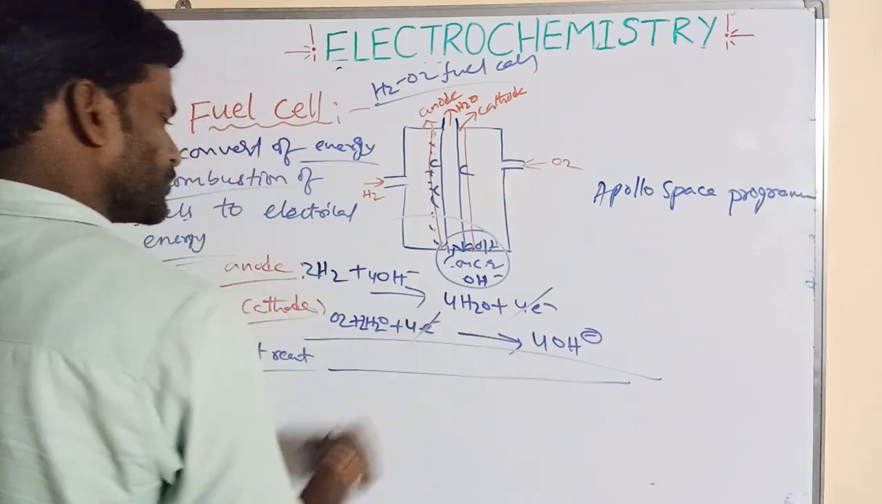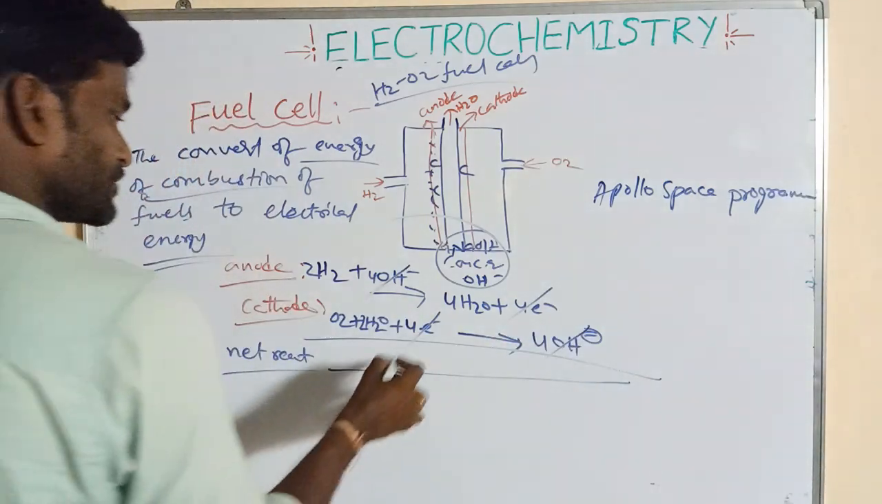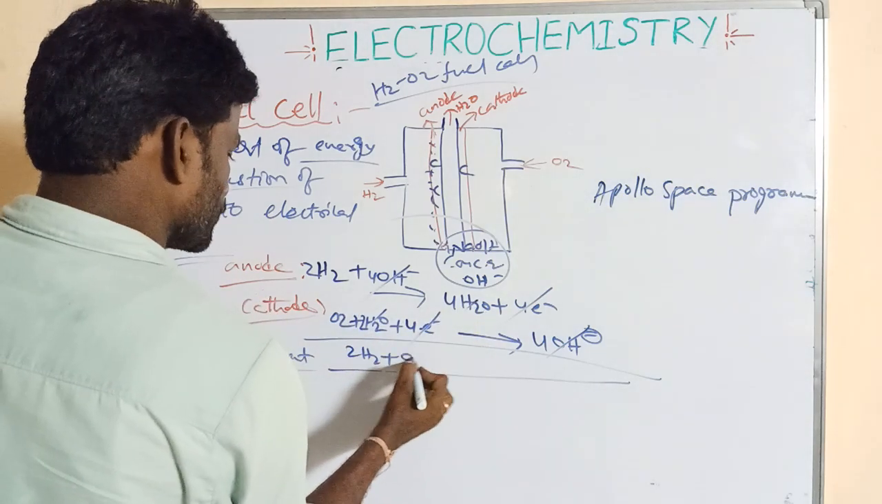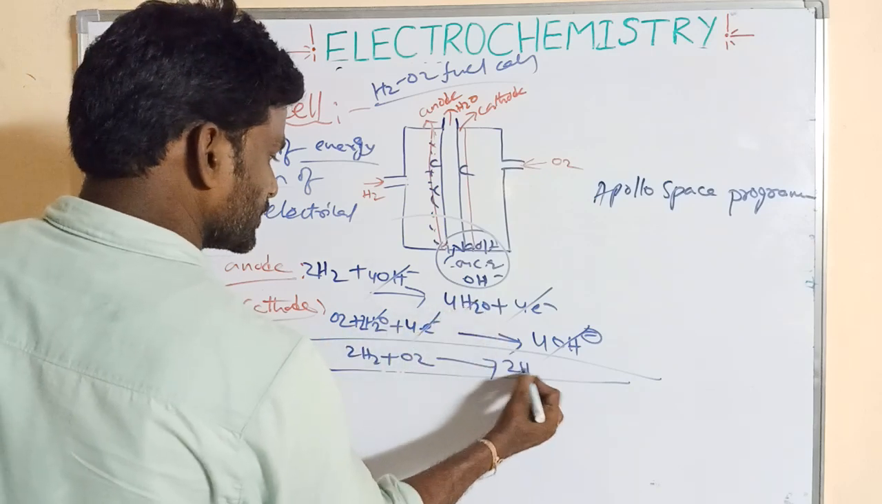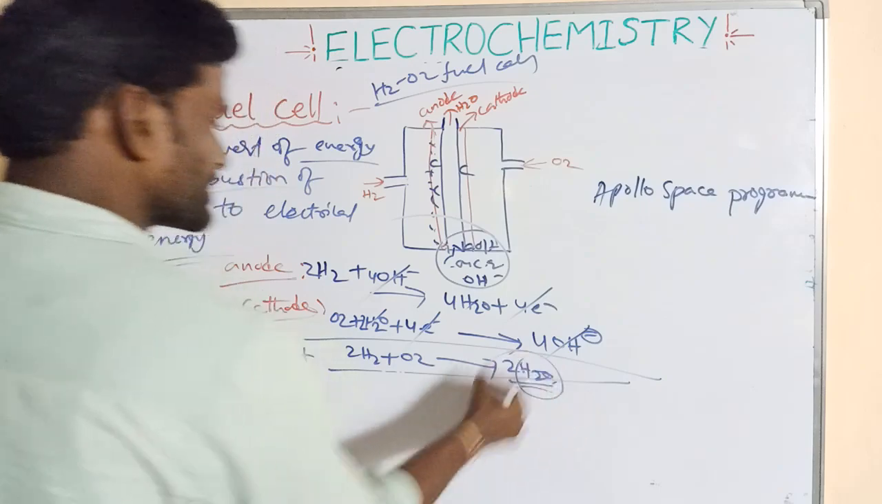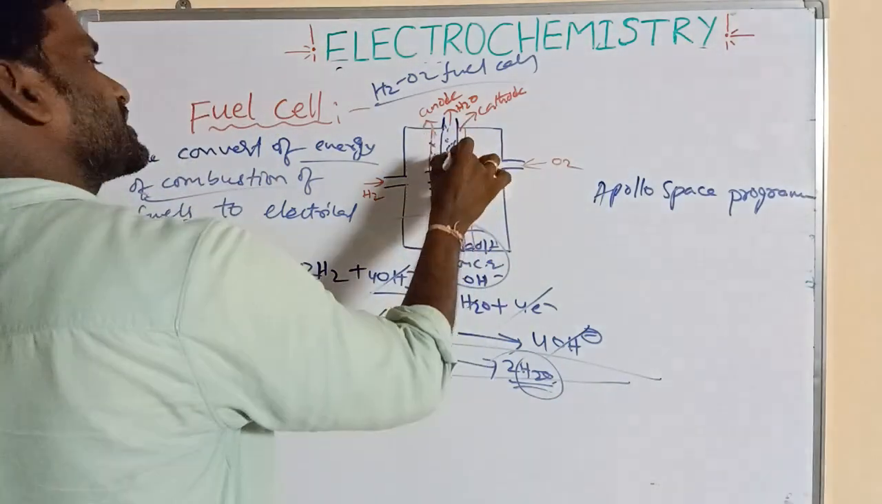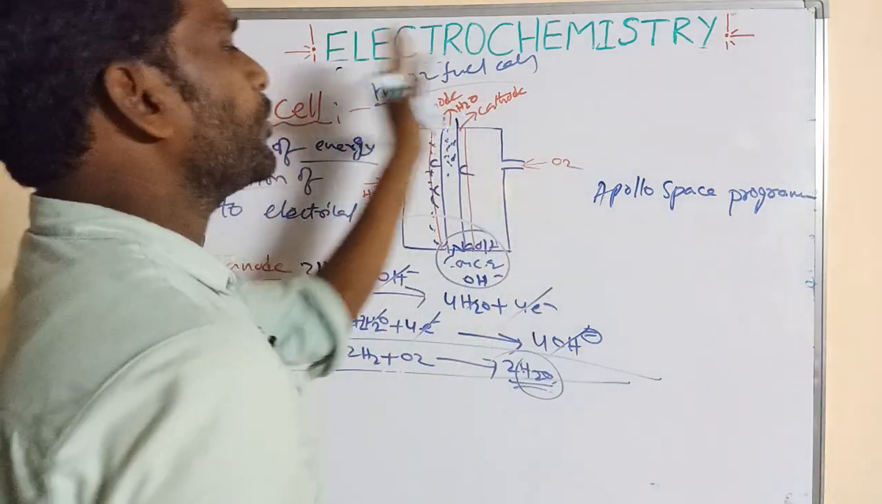So these 4 electrons can be cancelled. This 4OH minus and 4OH minus can be cancelled. So 2H2O. So what is remaining? 2H2 plus O2 gives rise to 2H2O, remaining 2H2O. Right, these water vapors can be formed. These water vapors condense to give water.